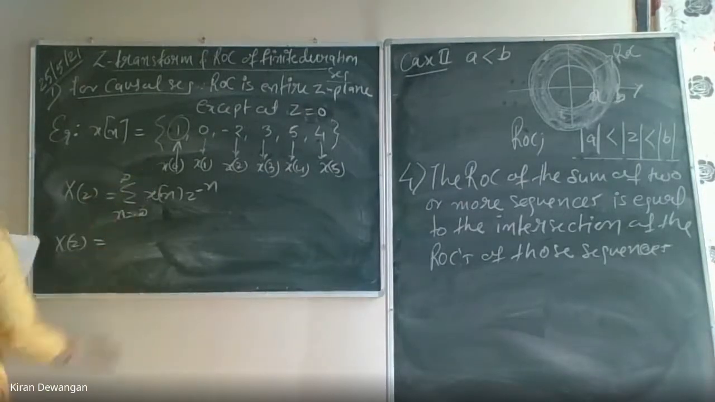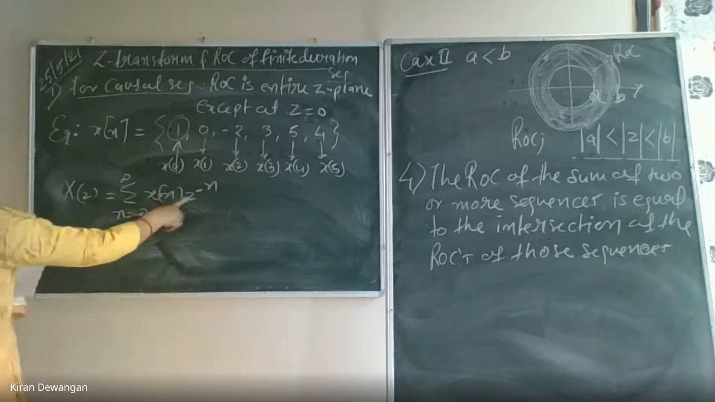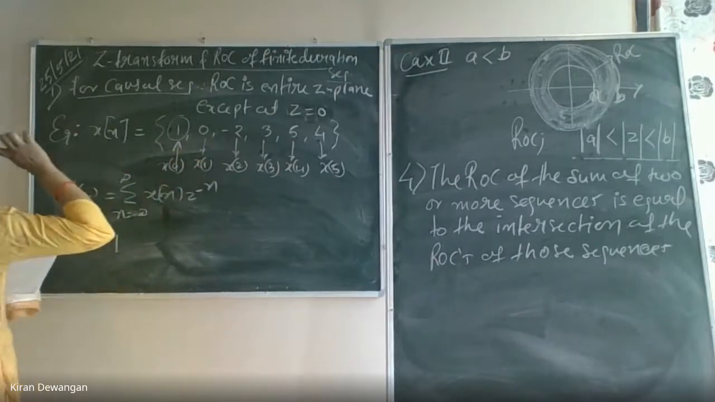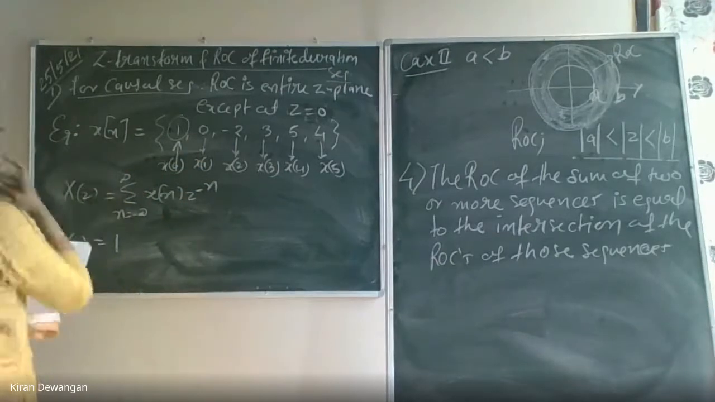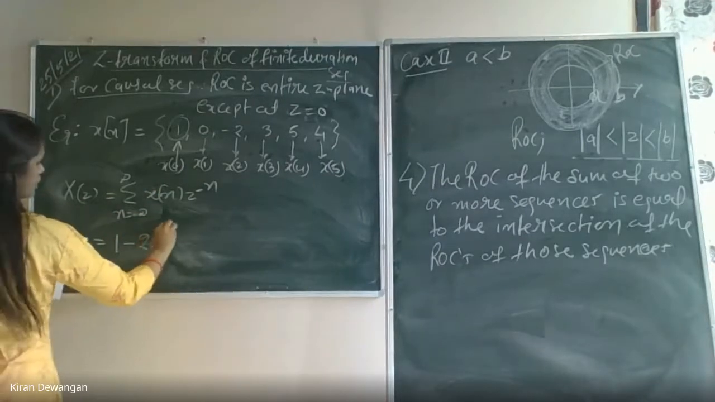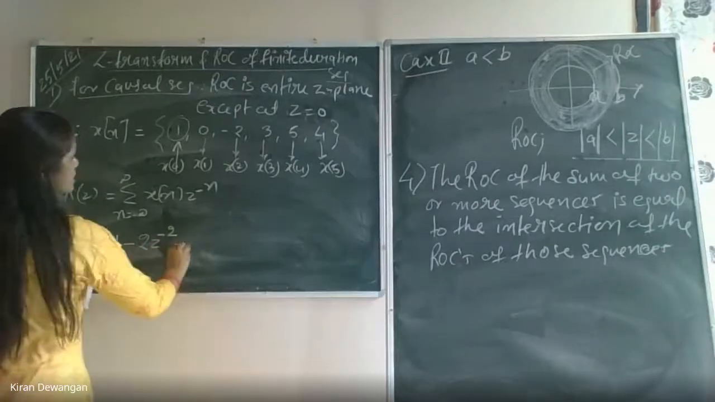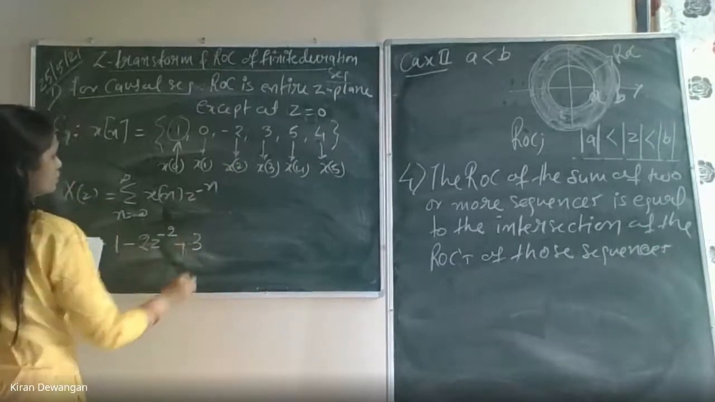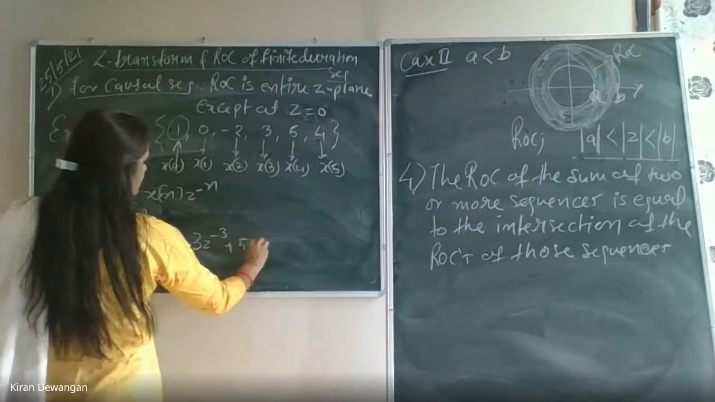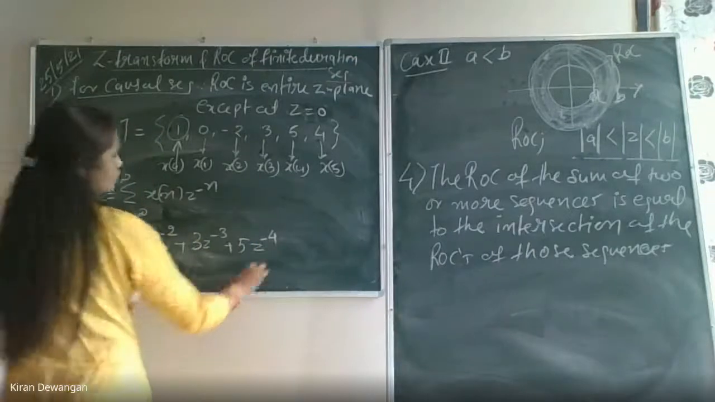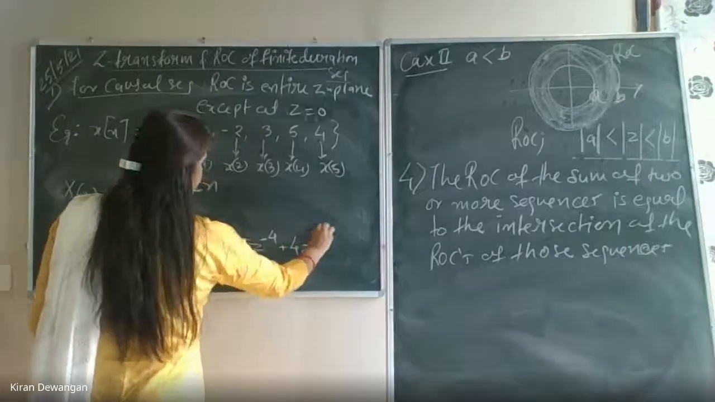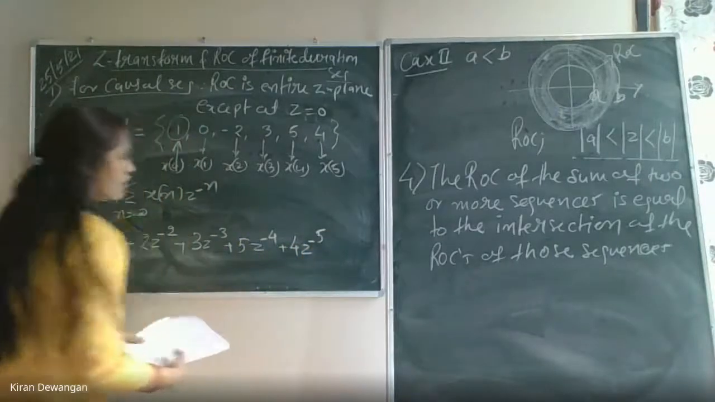क्या आएगा? The first one x of 0 is 1 and this is 0. So ये आपका 1 हो जाएगा directly. This value is 0, so we will not write for n equals to 1. This value is minus 2 into z to the power minus 2 plus this is 3 into z to the power minus 3 plus 5 z to the power minus 4 plus 4 z to the power minus 5. Now this is going to be our x of z.